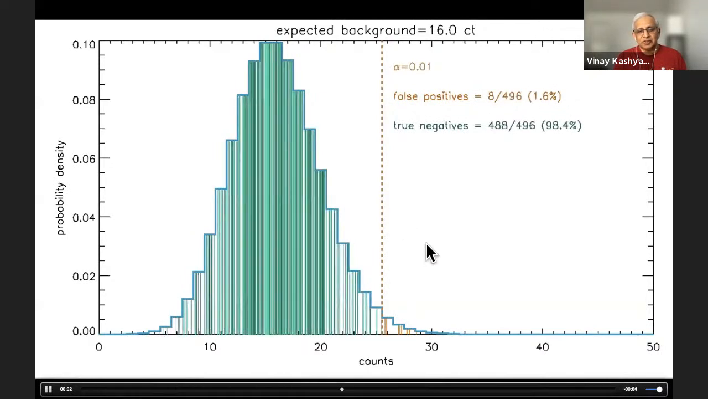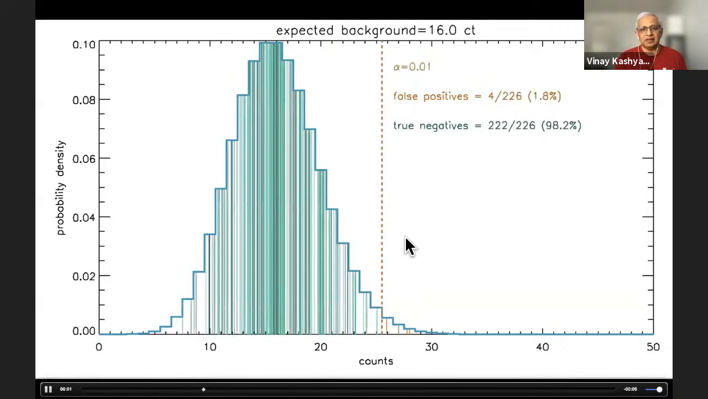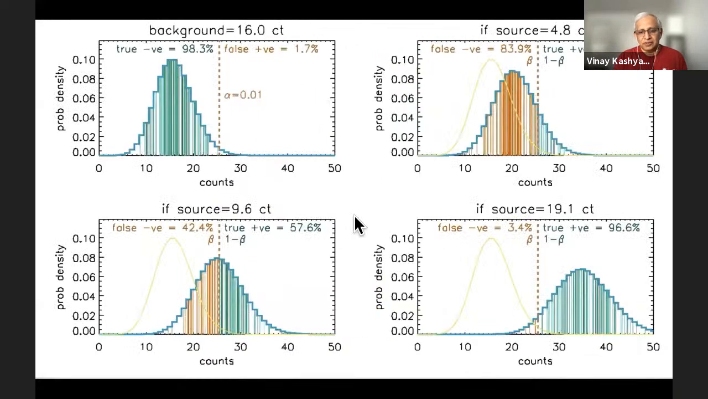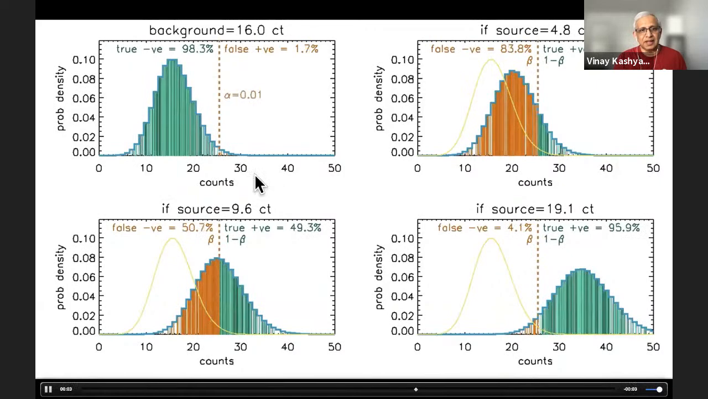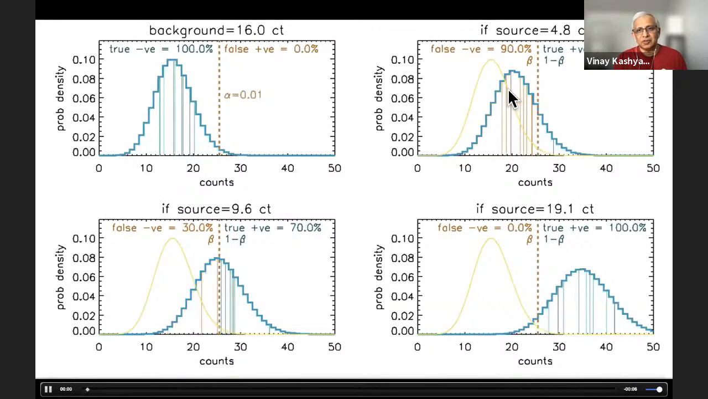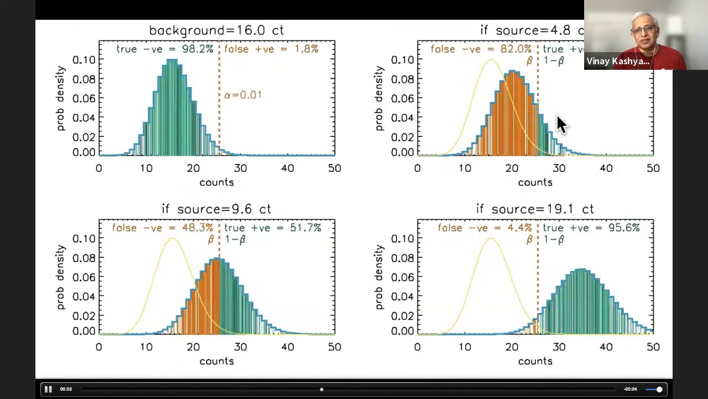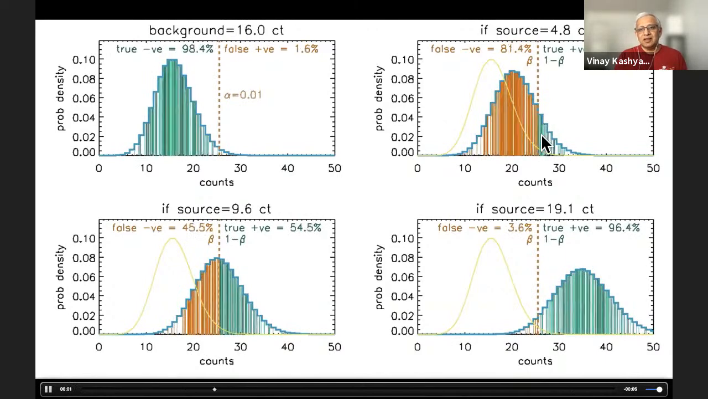Anything above this, to the right of this line, you'll accept as a false positive. Anything to the left, you'll accept as a true negative. When you add a source, this is the original no source case. When you add a source, this distribution moves to the right, and you start seeing more instances beyond the threshold.